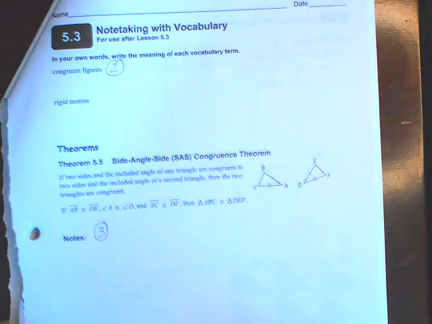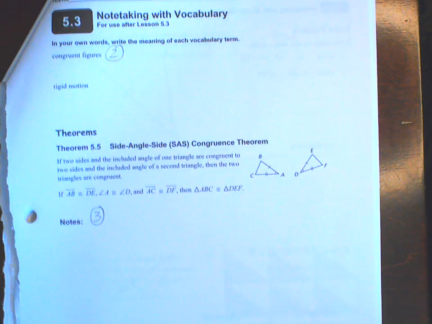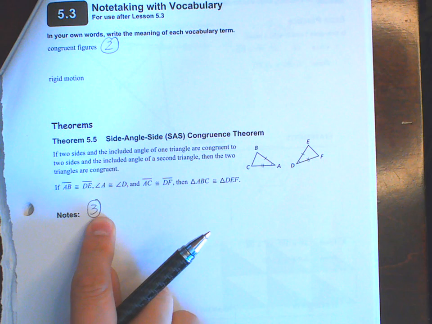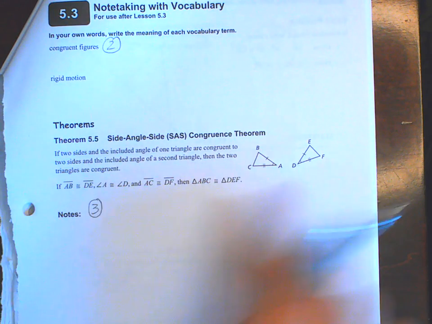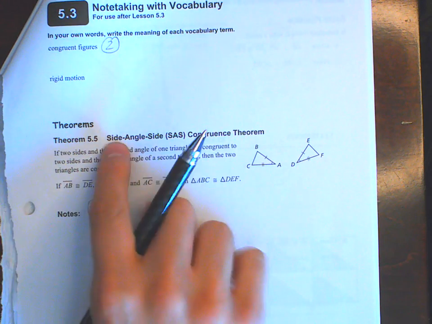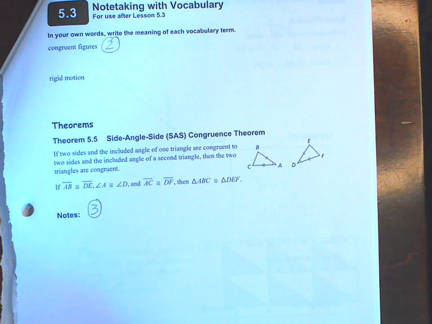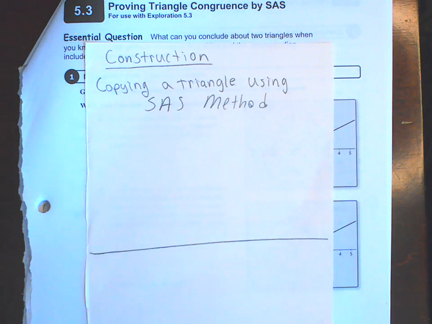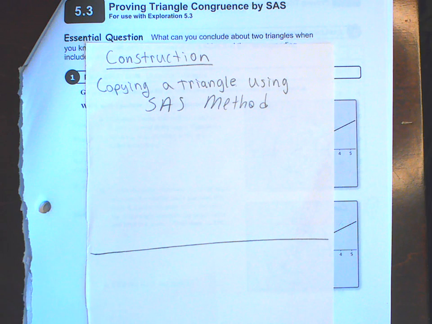On the next page, we are going to do problem number 2 on page 135 and problem number 3 right here. This is the theorem that we are going to investigate. It's called the side angle side congruence theorem. So let's go back to the exploration, and we're going to start with a construction. The constructions are my means of introducing the main concept. So here's what we're going to do. We are going to copy a triangle using the side angle side method.